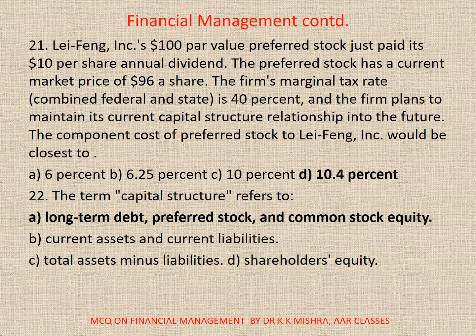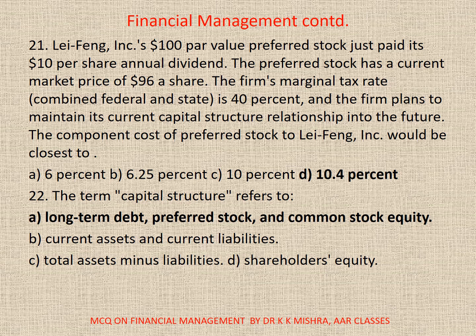21. Leafens Inc.'s $100 par value preferred stock just paid its $10 per share annual dividend. The preferred stock has a current market price of $96 a share. The firm's marginal tax rate, combined federal and state, is 40%, and the firm plans to maintain its current capital structure relationship into the future. The component cost of preferred stock to Leafens Inc. would be closest to, here if you calculate, correct option is D, 10.4%.